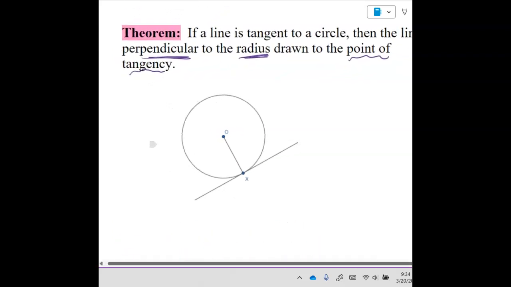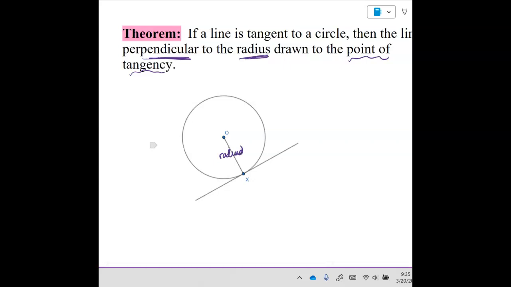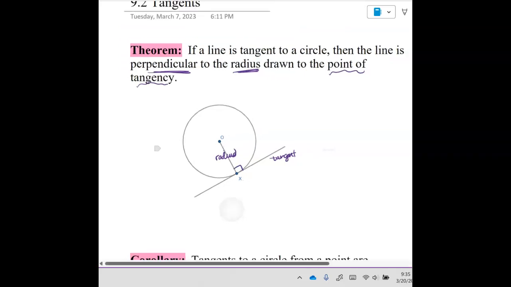So if we look at this figure right here, we know that OX ends up being our radius, and we know that this line right here is our tangent, and X is our point of tangency. So we know that the radius is going to be perpendicular to the tangent at that point of tangency.